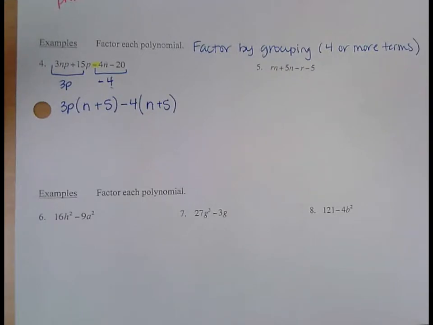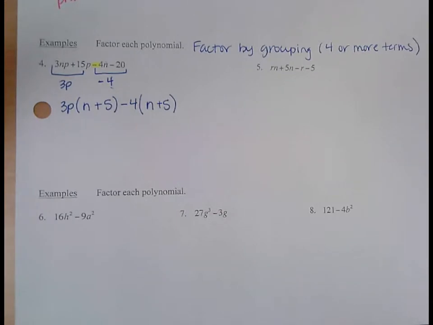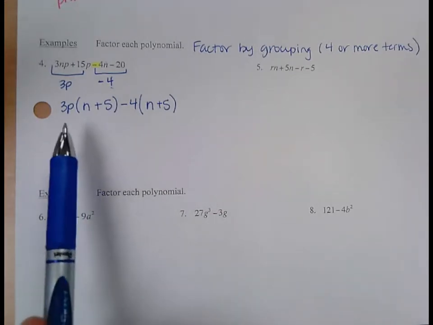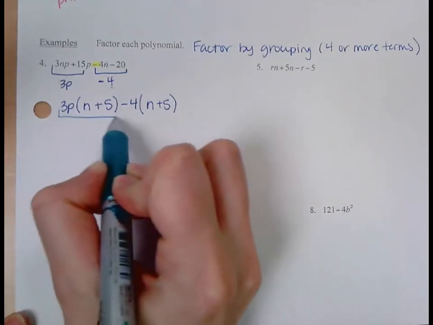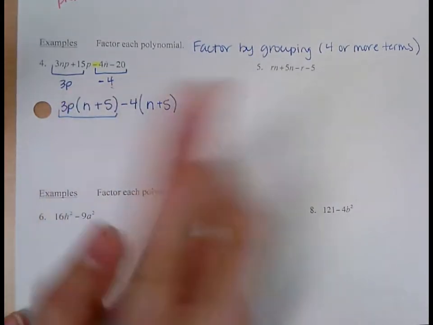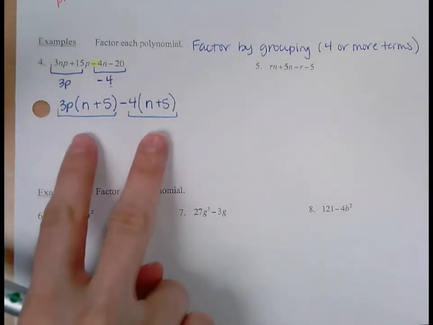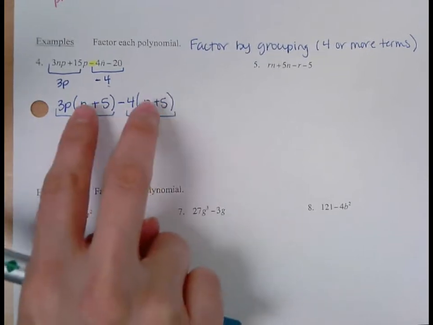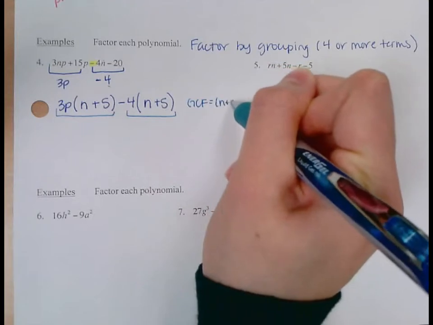If they're not, either you didn't take out the greatest common factor, or perhaps factoring by grouping doesn't work, in which case it would just mean that you can't factor the polynomial in general. So with this, to finish factoring this, you now have 2 terms. The 3p times n plus 5, that is all 1 term. And then the 4 times n plus 5 is a second term. And these 2 terms have a GCF of n plus 5. They both have an n plus 5 in common.